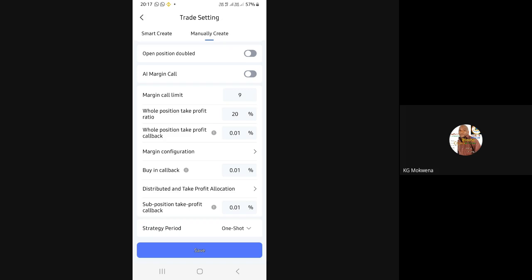And you see the whole position take profit ratio of 20% there. Can you see it? Whole position is for the whole asset brought together. It includes everything that was bought by the first buying amount and the 9 margin calls as a whole, everything brought together. It's according to the return rate.